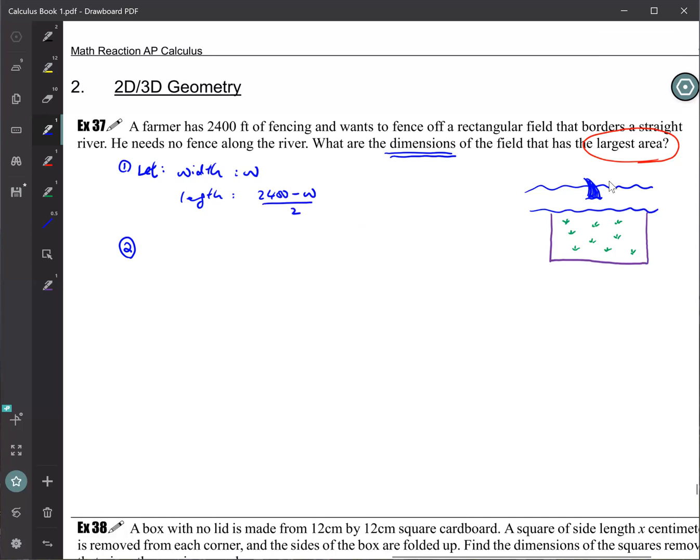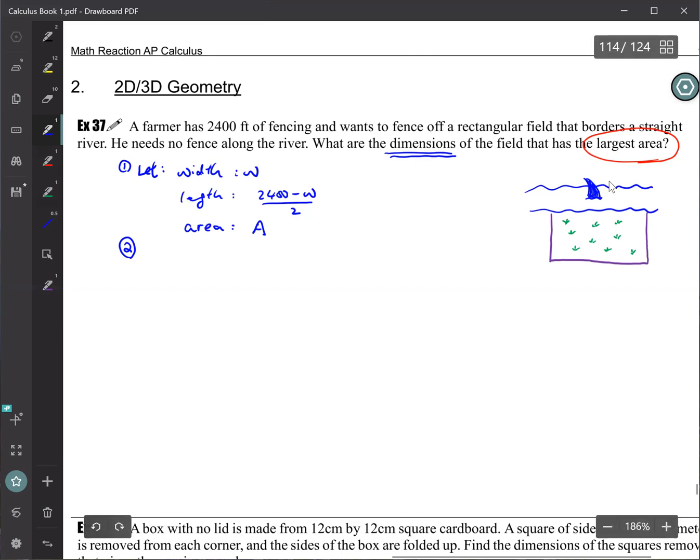Well, then the function, the thing you want to optimize, is just the two of them multiplied together. So that's called the area, right? We need another letter for the thing you want to optimize. So we can call it A then.